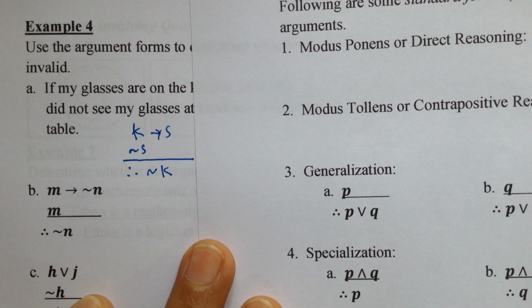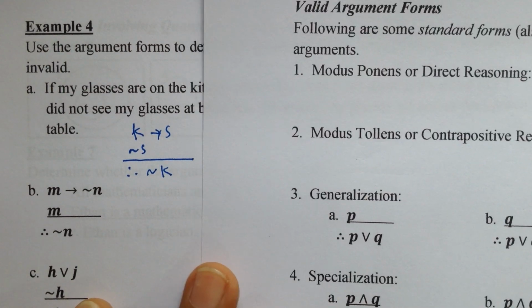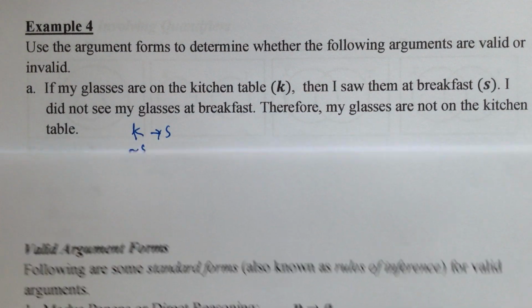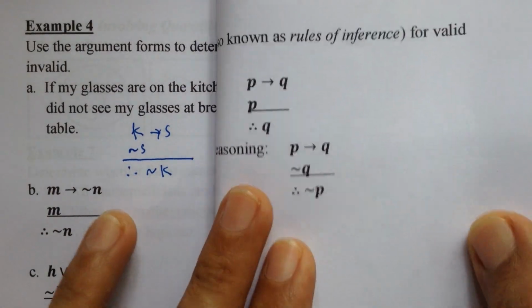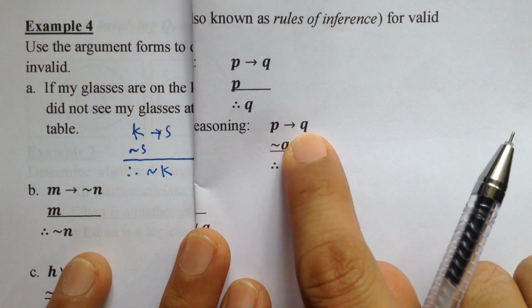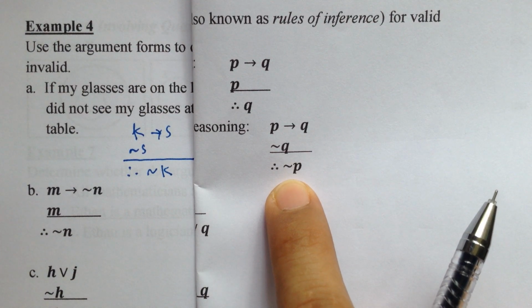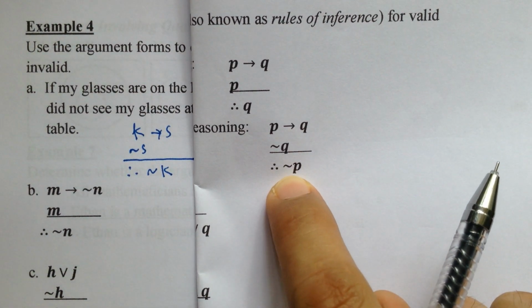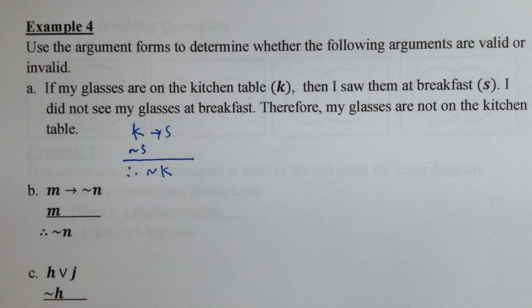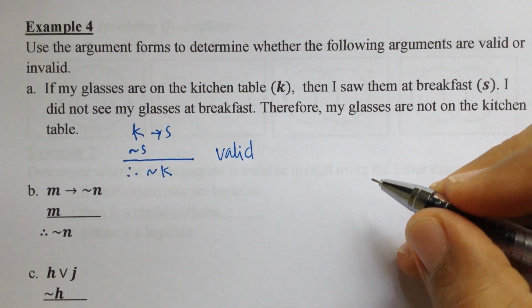That's actually similar to what we call the contrapositive, right? Contrapositive. You can check here the form. P implies Q. It's similar, no? P implies Q, negation of Q, therefore negation of P. So because that's similar to the form for contrapositive, we can say that this is a valid argument.